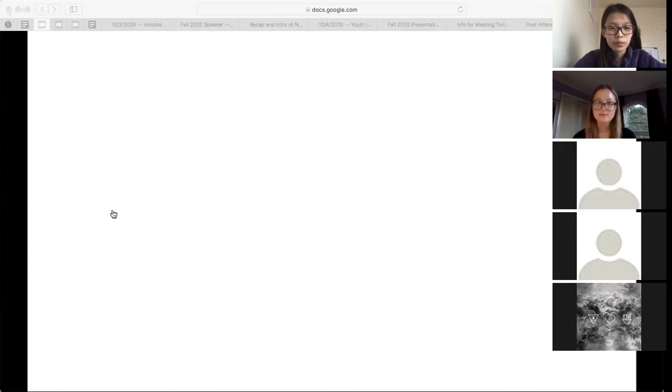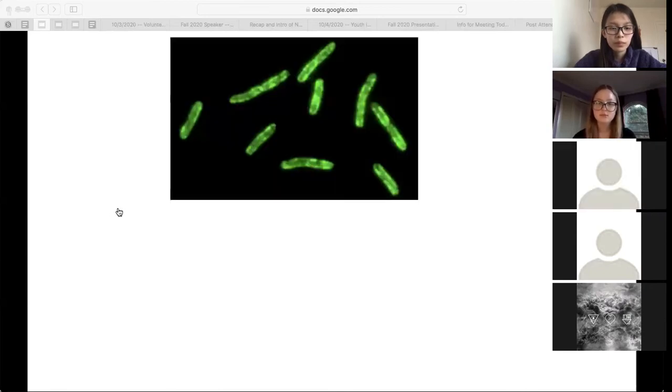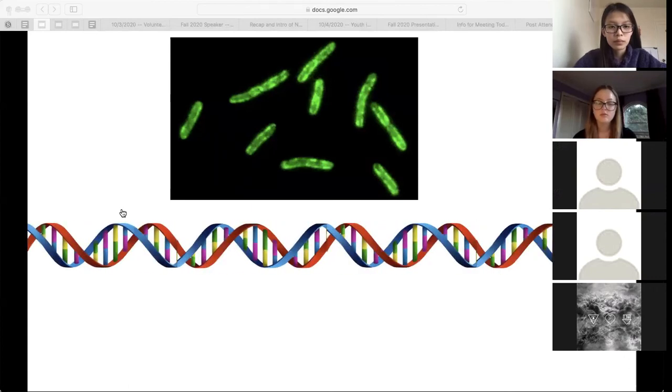We can make bacteria glow using the same process, and this can allow us to see where the bacteria are, so we can avoid it and we won't get sick as often. But gene editing doesn't stop here. We can go beyond using GFP and make things glow.